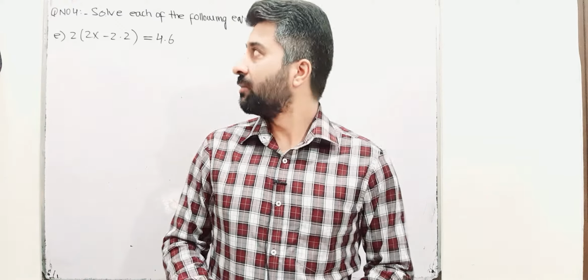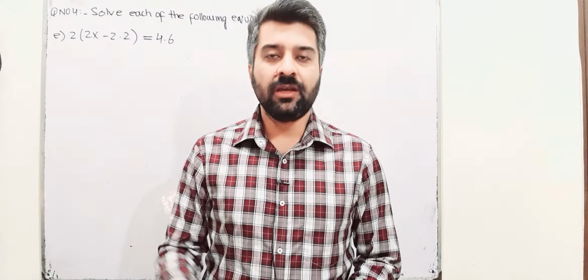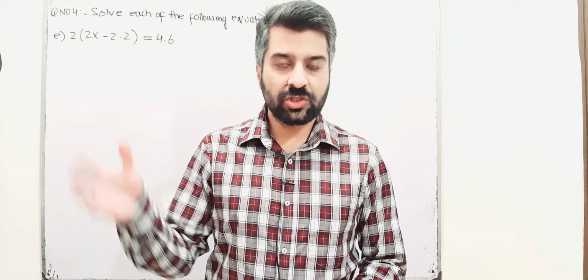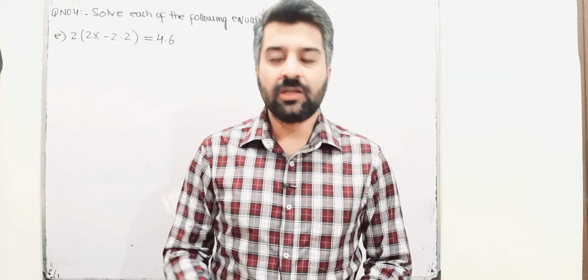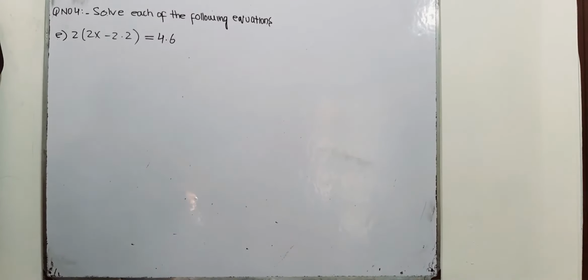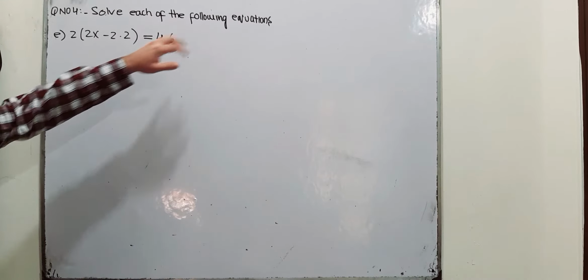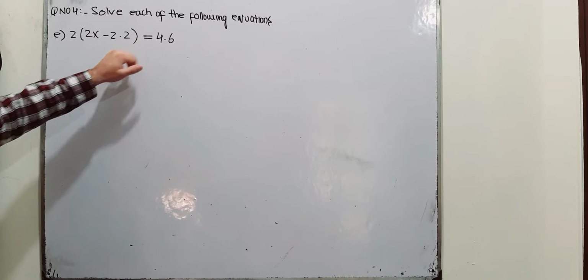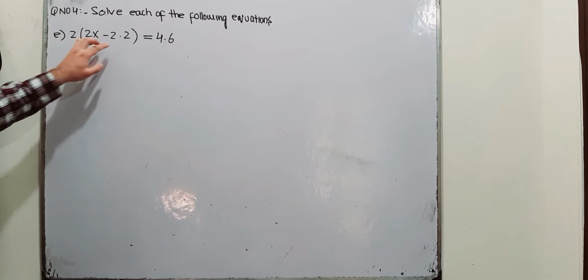So starting from question number 4, part number E of exercise 5A, previous questions have been solved and you can find all the solutions up to this chapter in the playlist of D1. So coming towards the solution of this part, we need to solve each of the following equations. This is an equation. We have an equality sign over here and we need to find the value of the variable which is x. So first of all, open the brackets.